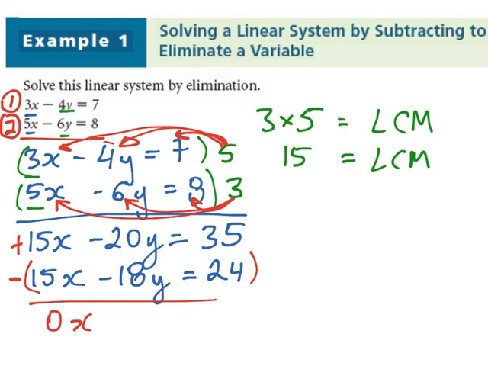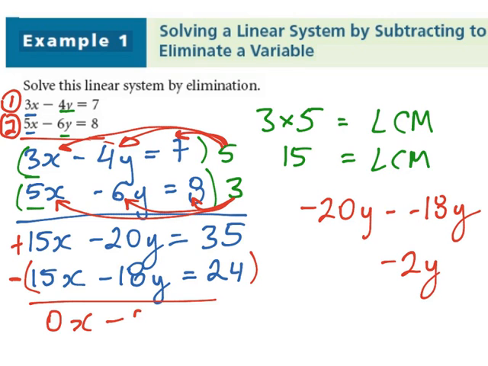Then we're going to subtract all the other values, that is, negative 20y minus negative 18y. In this case, it's going to be negative 2y. And 35 minus 24 is 11. Since we have 0x, we tend not to write 0x. We just eliminate it.